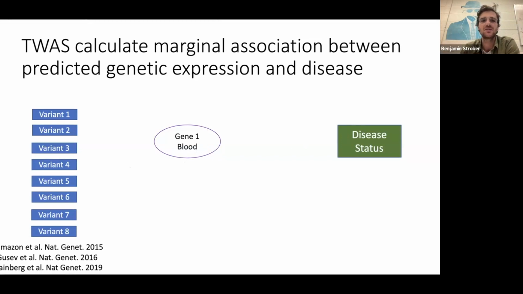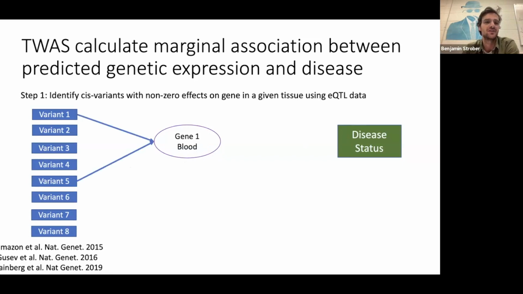And the way a TWAS assesses whether gene 1 in blood is associated with disease is through this two-step process. In the first step, what you do is identify cis variants with non-zero effects on the given gene using eQTL data. And then given those predicted genetic gene expression measurements of gene 1 in blood, you can evaluate whether that is associated with disease or not.